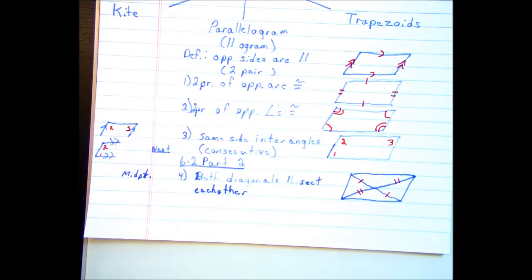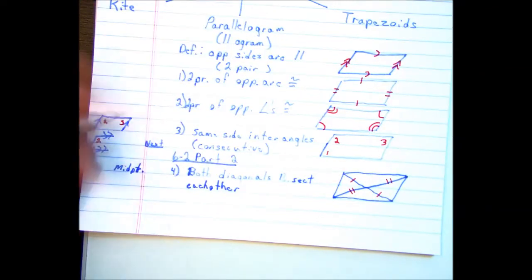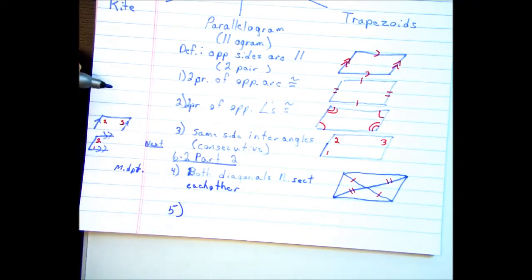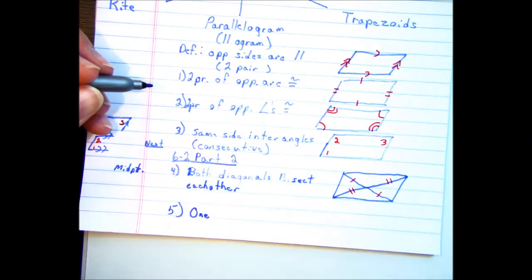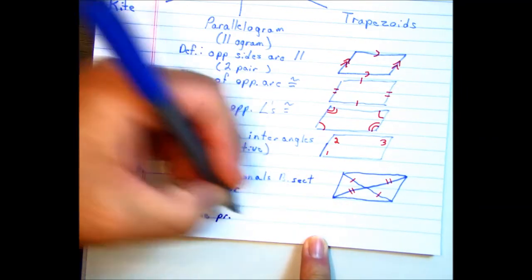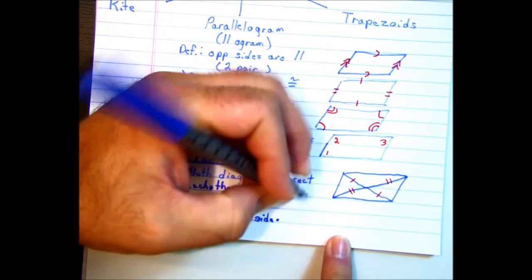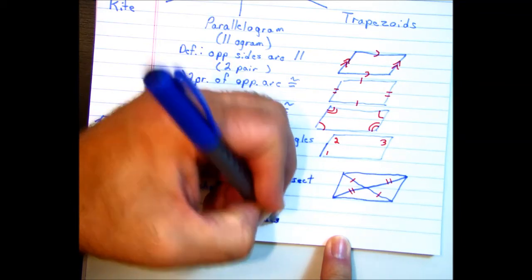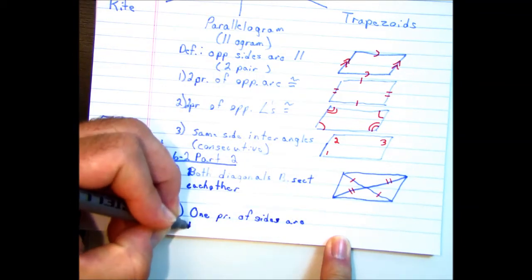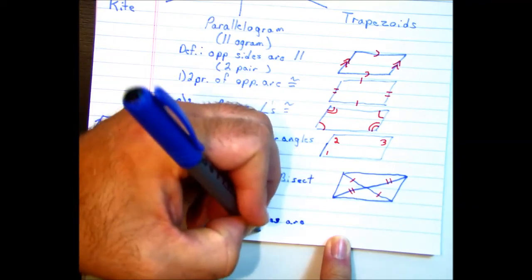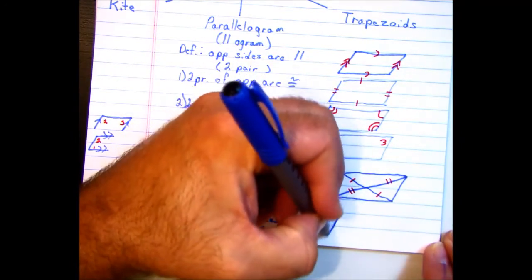Right. The next two rules are a little goofy. Okay. So we're going to go with 5. Okay. We'll leave a space. Go with 5. And 5 is that you have one pair, so that means one pair, two sides, one pair of sides are both parallel and congruent. So what does that look like?